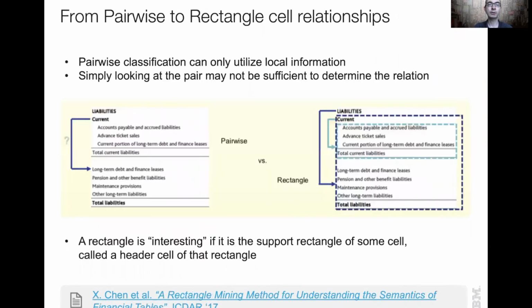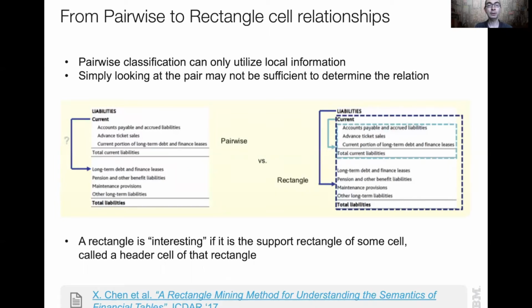However, a potential drawback of looking at pairs of row headers to decide whether they form a parent-child relationship is that this process utilizes only local information. So it may miss more global information about what is happening in the rest of the row headers in order to correctly identify the row header hierarchy.